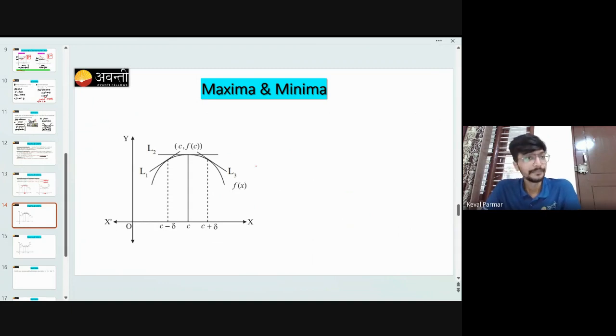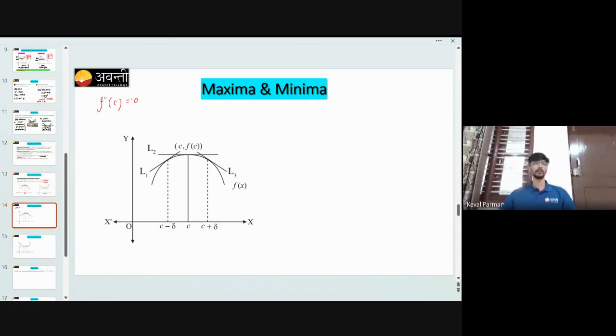Now, many times the double derivative test fails. There will be cases where, suppose, f double dash of c is not greater than or less than 0. It is equal to 0. So in such cases, what do we do? This implies the double derivative test fails. And if the double derivative test fails, what can we do? We use the single derivative test.